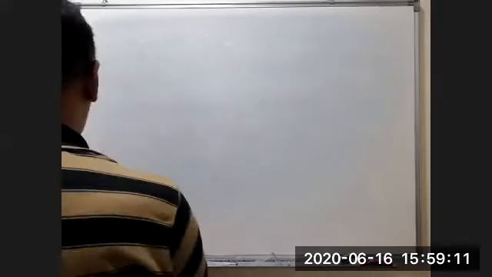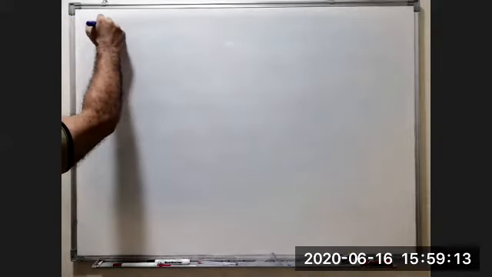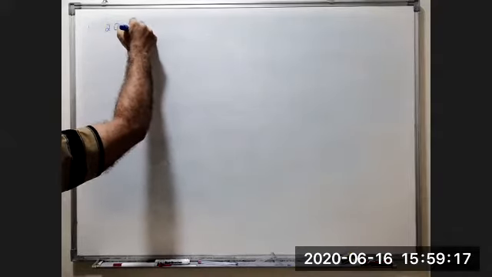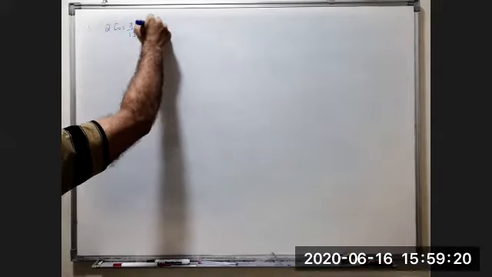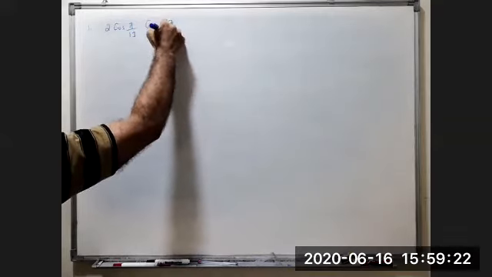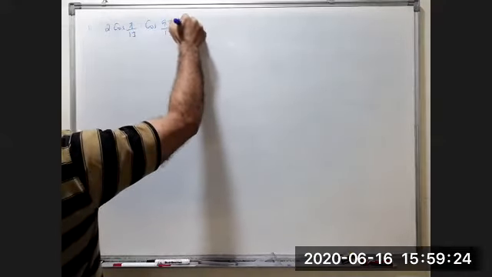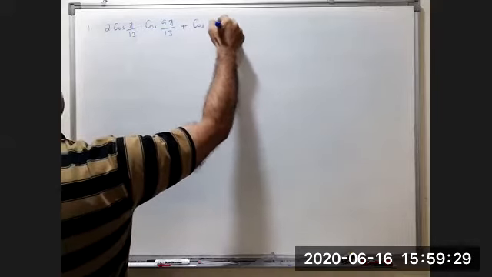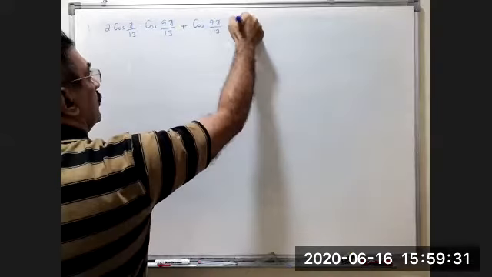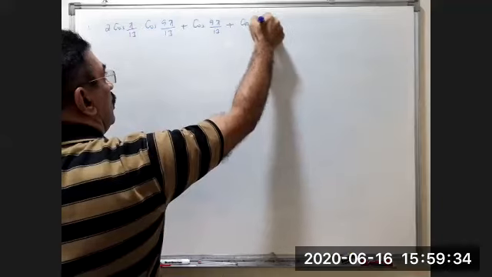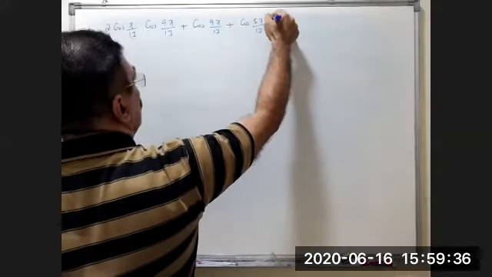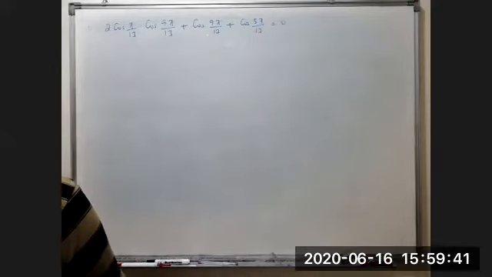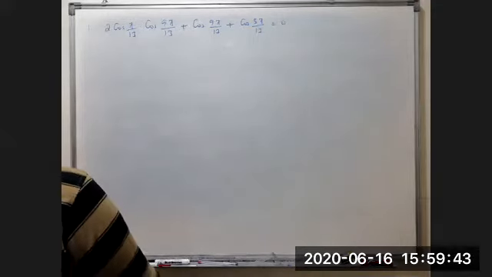Now, coming to the miscellaneous exercise, first one: 2 cos pi by 30 into cos 9 pi by 30 plus cos 9 pi by 30 plus cos 5 pi by 30 is equal to 0. This is what we need to do. 2 cos pi by 30 into cos 9 pi by 30.